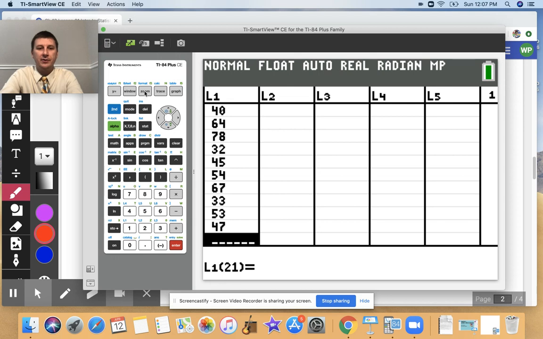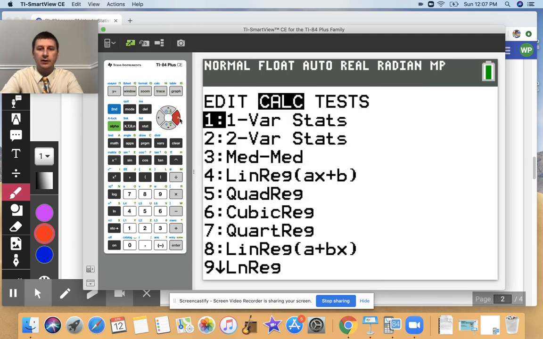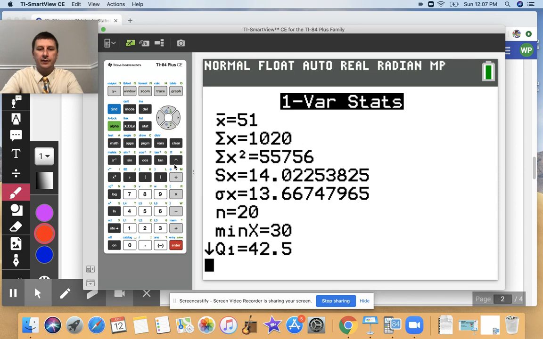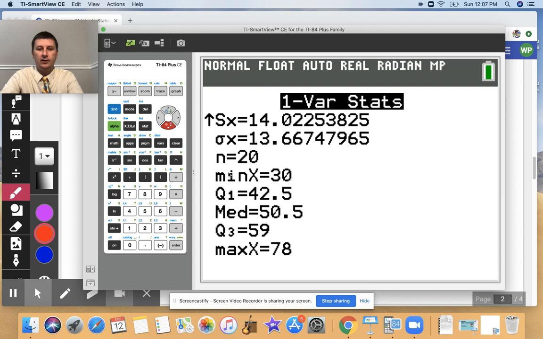So to get our 5-number summary, remember, we want our one variable statistics, which we access by going to Stat, over to Calculate, and then click on Enter for one variable stats. You want to scroll on down so Calculate is highlighted, and then click on Enter, and your 5-number summary actually is all the last 5 numbers. You have your minimum, your first quartile, your median, your third quartile, and your maximum. So we're just going to recopy these 5 numbers right here.